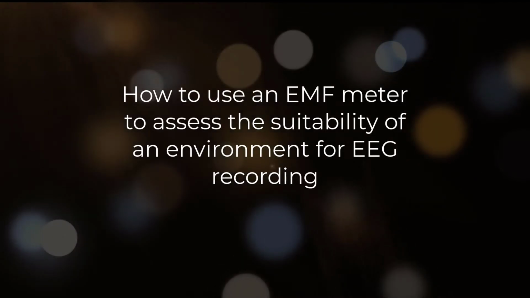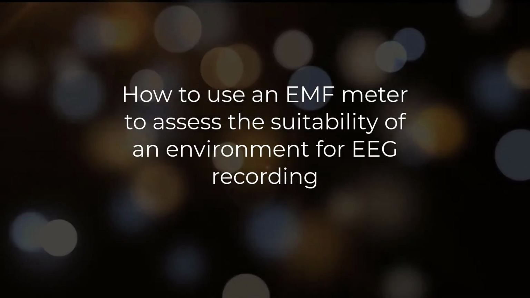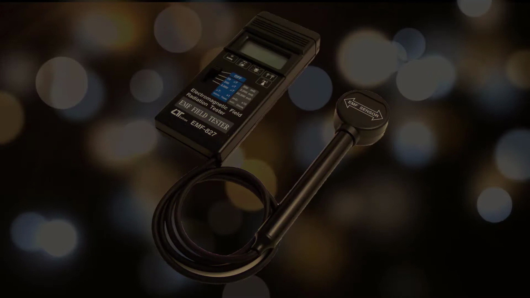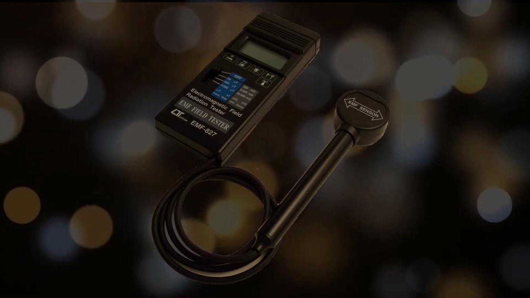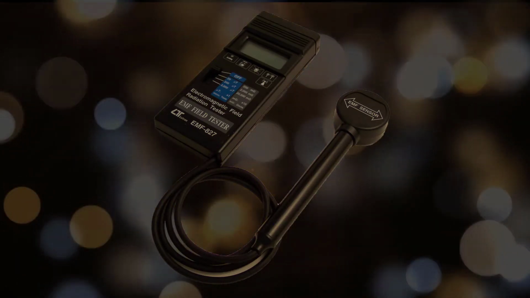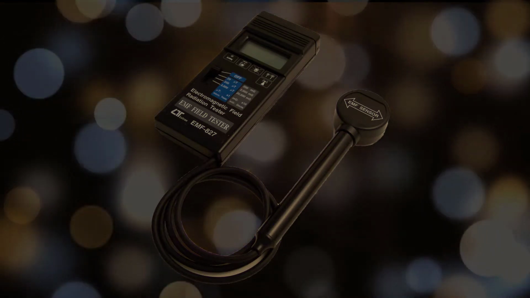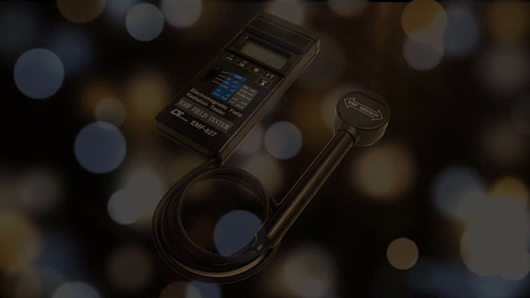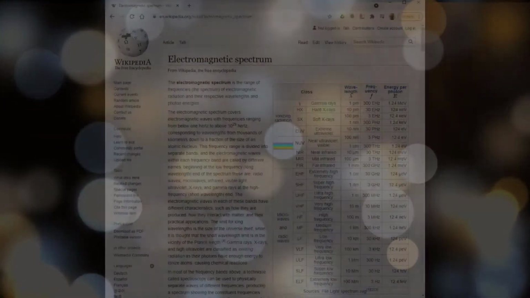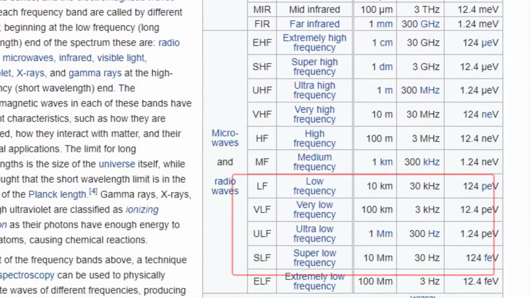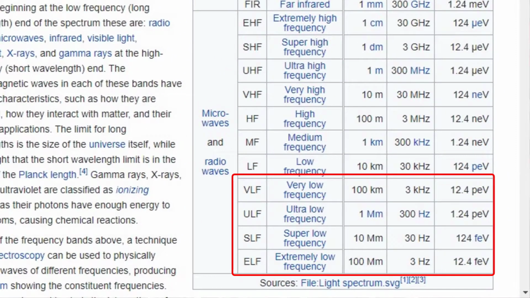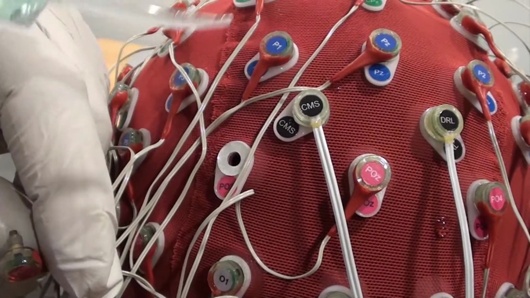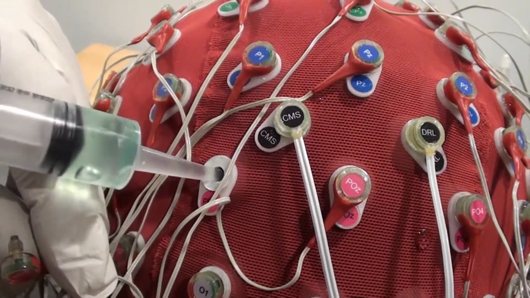In this video, we will discuss how you can use an EMF meter to assess the suitability of an environment for EEG recording. First, a little background. EEG is a small electrical potential produced by the brain that is measured at the scalp. The signal's frequency ranges from DC to a few hundred hertz for cortical potentials and a few kilohertz for brainstem potentials. The signal is measured with electrodes placed on the scalp.